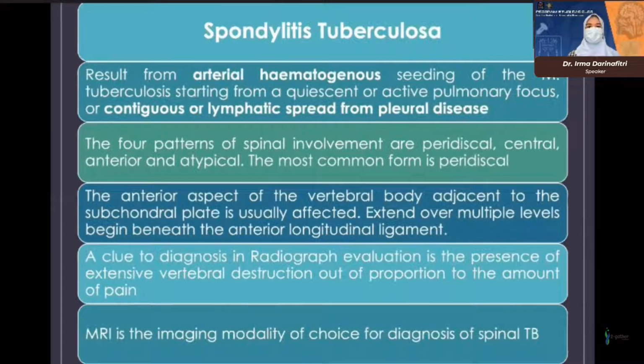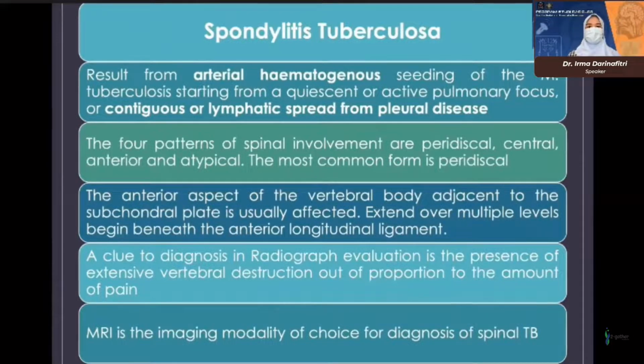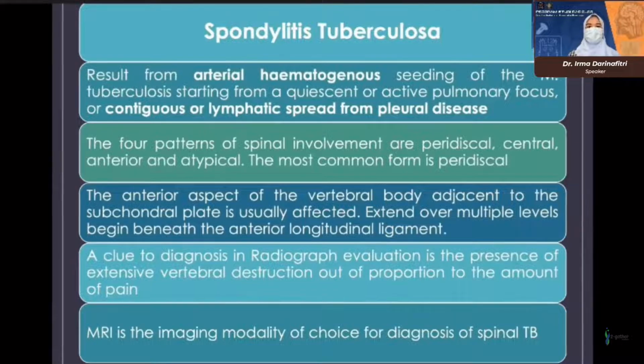The anterior aspect of the vertebral body adjacent to the subchondral plate is usually affected, extending over multiple levels, beginning beneath the anterior longitudinal ligament. A clue to diagnosis in radiograph evaluation is the presence of extensive vertebral destruction out of proportion to the amount of pain. MR imaging is the imaging modality of choice for diagnosis of spinal TB.